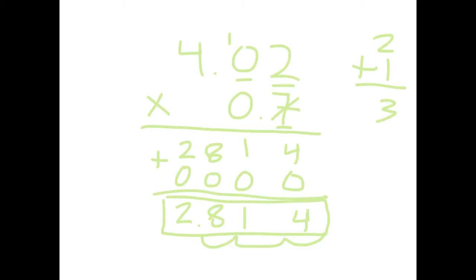And if you want to estimate, you can round the 4.02 to 4 and the 0.7 to 7, which will then give you the answer of 28, which is close enough to the answer of 2.814.